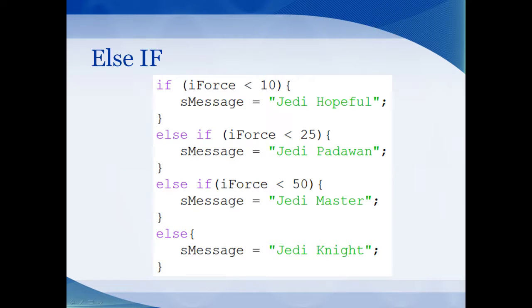An else if statement is just like a bunch of if-else messages all connected together in one statement. In this situation, it's going to check the conditions in order. If the first statement is not true, it'll check the second and then the third. If none of the statements are true, it'll run the else message that displays Jedi Knight. So this type of conditional structure executes just the first true statement. Not all of the statements get executed. So for example, if the iForce is set to 5, it would set the variable to Jedi hopeful and not even check Padawan or master.